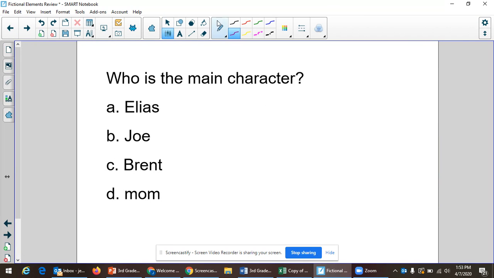Who is our main character? Main character, remember, is the main person in the story. And you can have more than one main character. But for this story, it's just Elias. Mom is talked about in the story, but she's not a main character. She doesn't have a main role in the story.